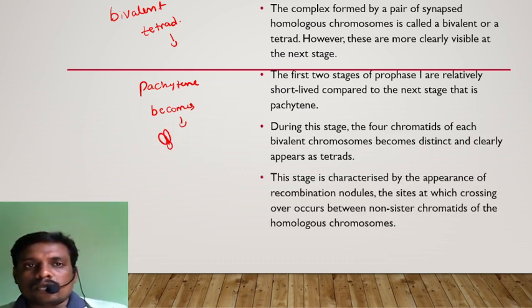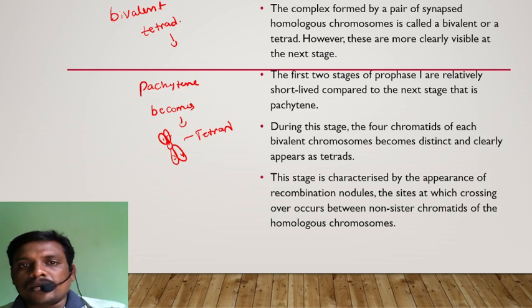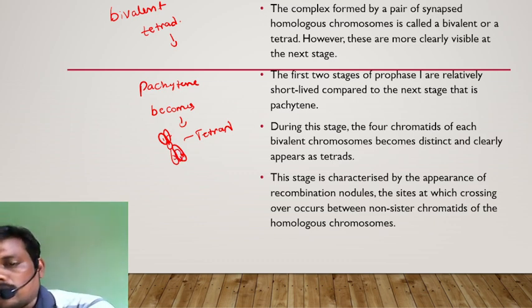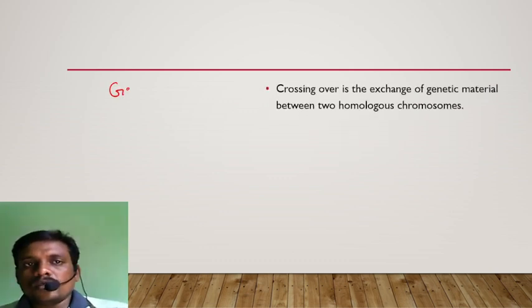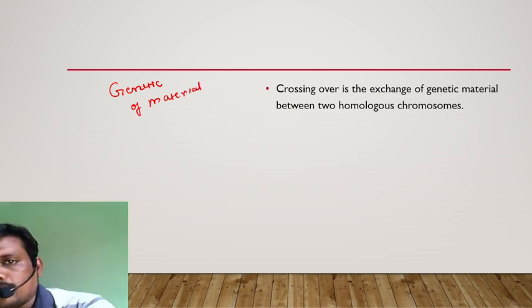So how does this tetrad look like? The bivalent chromosome generally looks like this. This is called a tetrad. How many chromatids are there here? Total 4 are there. This stage is characterized by the appearance of recombination nodules, the sites at which crossing over takes place between the non-sister chromatids of the homologous chromosomes. Crossing over is the exchange of genetic material between 2 homologous chromosomes.